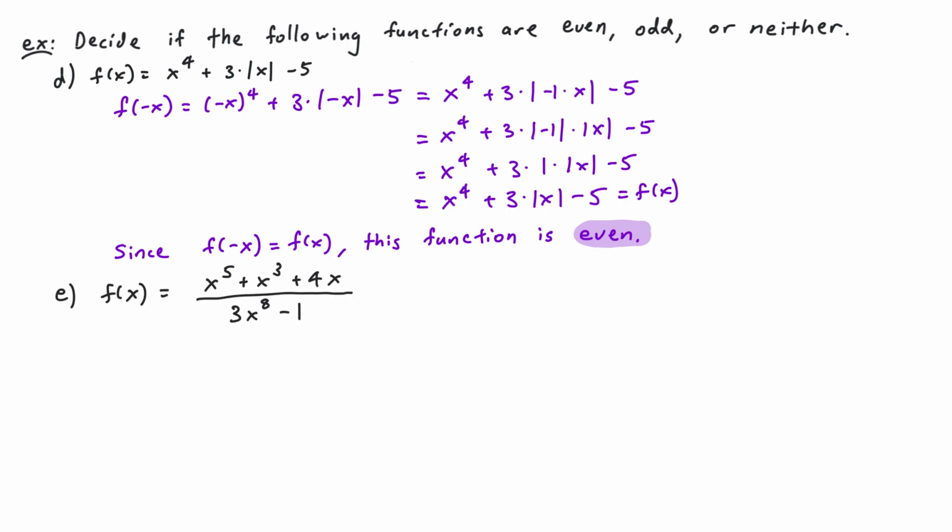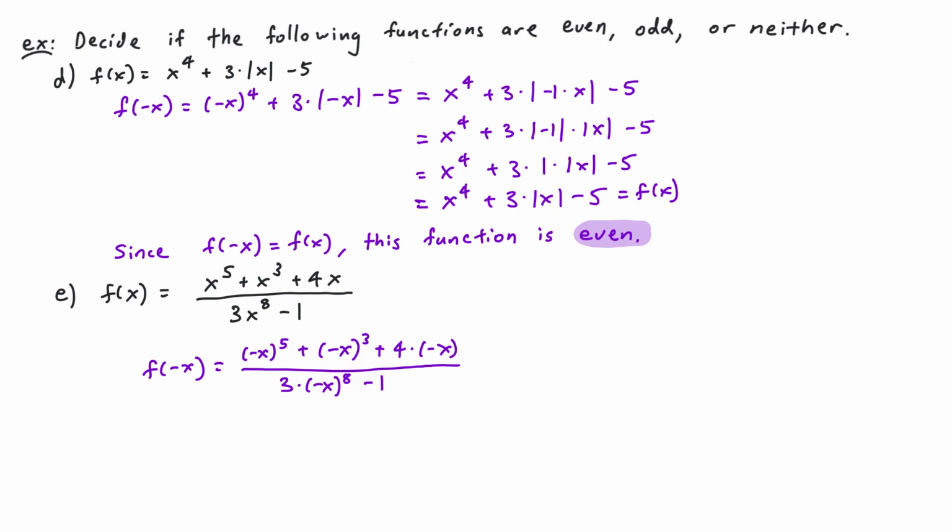Let's look at one last example. In example E here, we have f of x equals x to the fifth plus x cubed plus 4x divided by 3x to the eighth minus 1. If we want to see if this is even, odd, or neither, we want to look at f of negative x. So everywhere we have x in our function, replace it with negative x. So this gives us negative x to the fifth power plus negative x to the third power plus 4 times negative x, all divided by 3 times negative x to the eighth power minus 1.